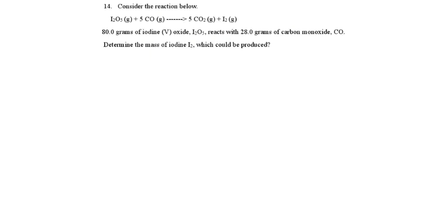Alright, question 14 is related to the question we solved previously to do with limiting reagent. 80 grams of iodine pentoxide reacts with 28 grams of carbon monoxide as the reaction entails. Determine the mass of iodine which could be produced. Okay, so that's our concern.